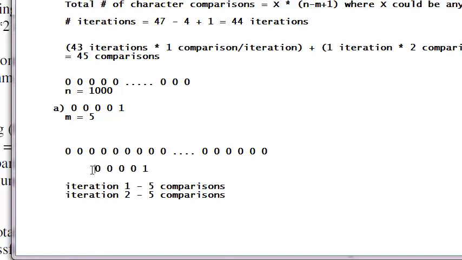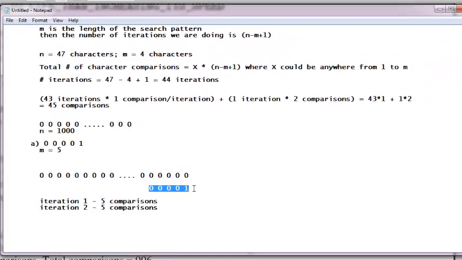And we do that until we could do something like this, right? We compare this 0 with this 0, then this with this. So in any of these iterations we don't see a match, but we still do the maximum number of comparisons in each iteration, because we have a match for the first 4 characters, and only in the last character it doesn't match.